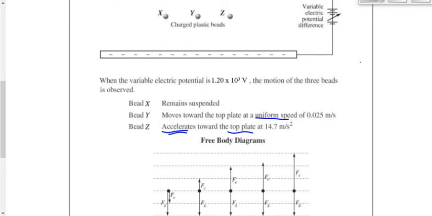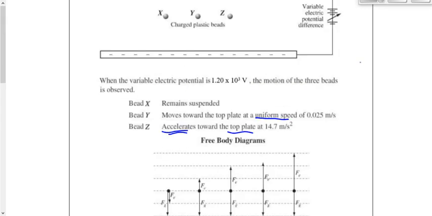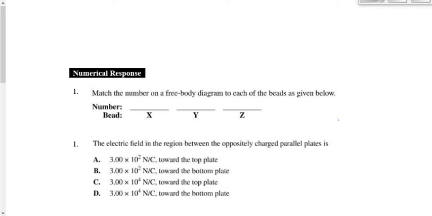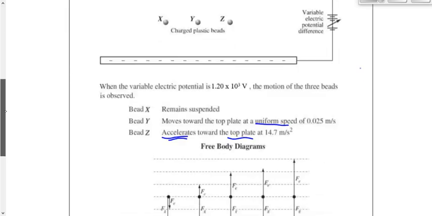And then we have some free body diagrams down below, 5 free body diagrams, which seems a little bit odd right now because we only have 3 particles. But let's see what the question says. Question says, match the number on a free body diagram to each of the beads. All right, so they're giving me 5 options for free body diagrams, and I have to figure out what each bead would be best represented by.